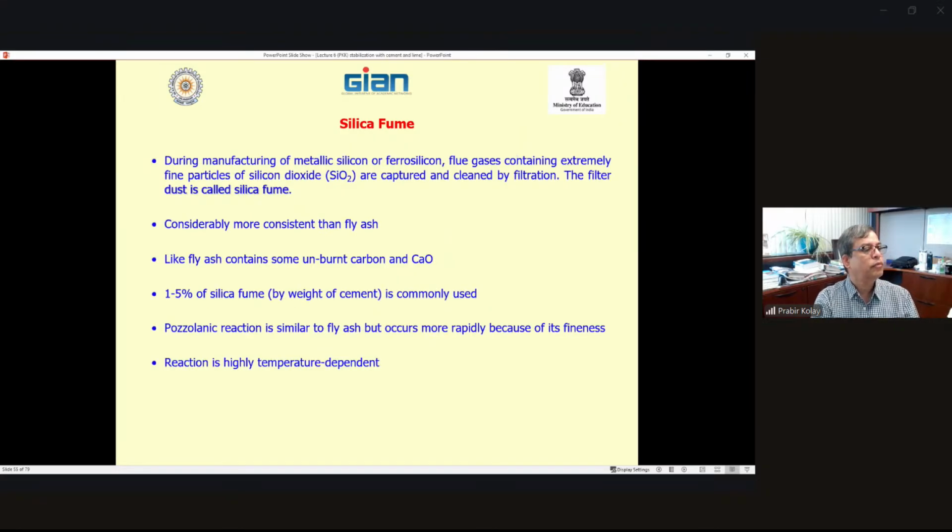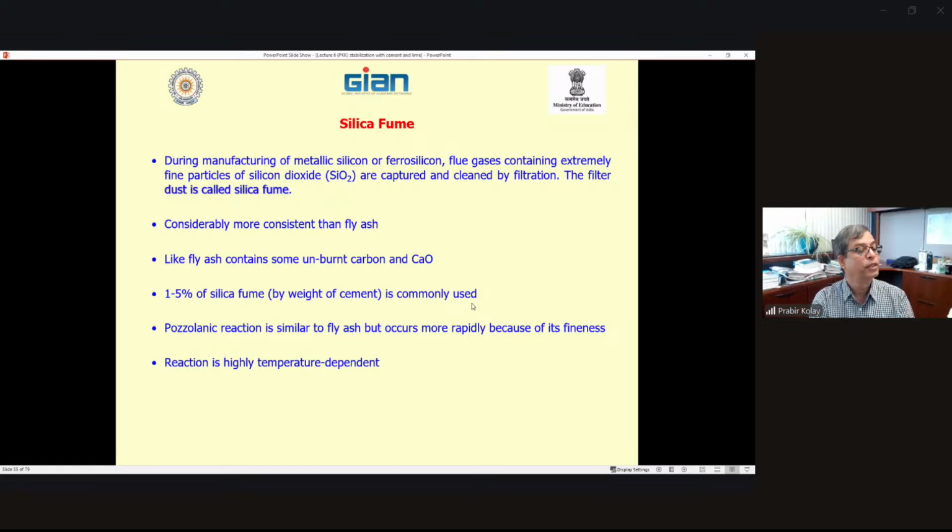Then the silica fume. This is another stabilizer. So over here, the silica fume is basically the manufactured metallic silica. It is very fine, and sometimes called filter dust. It is considerably more consistent than fly ash, because fly ash has different types. Unlike fly ash, it contains some unburned carbon and CaO. Unburned carbon is not good, it is inert, and it's not reactive.